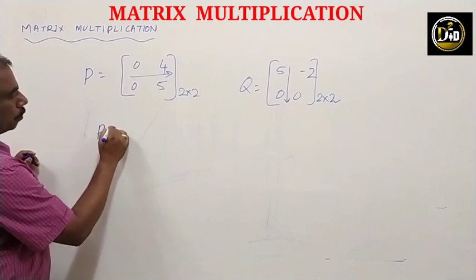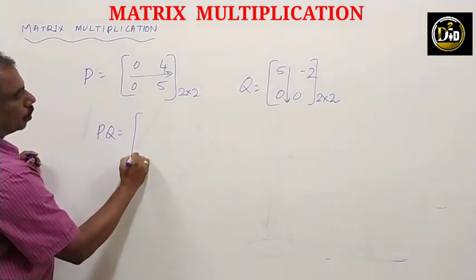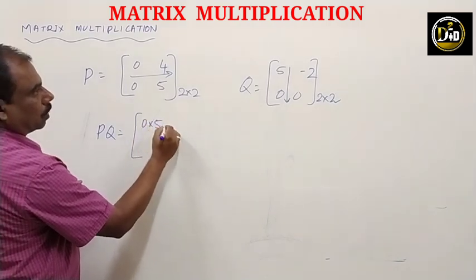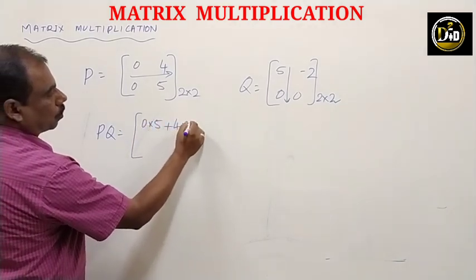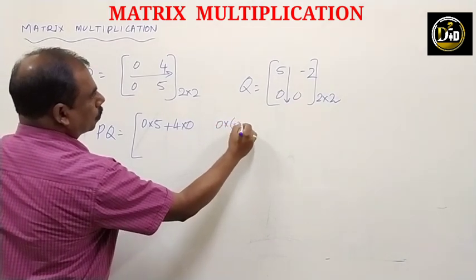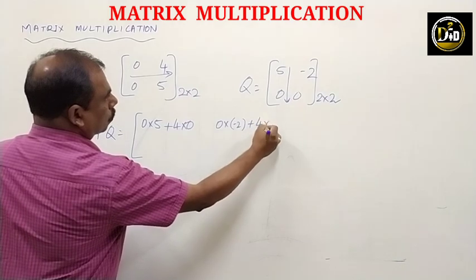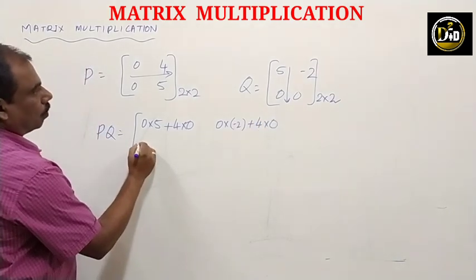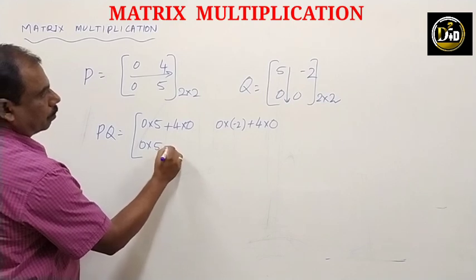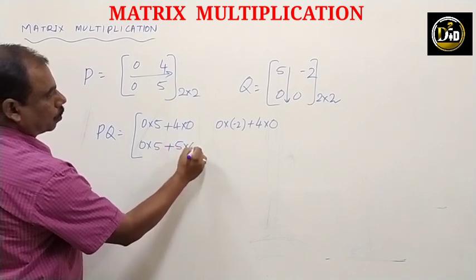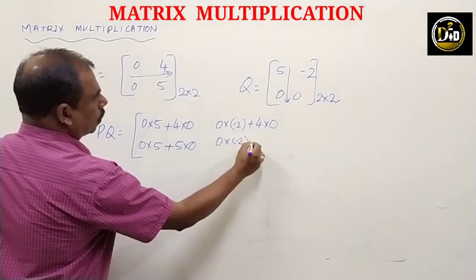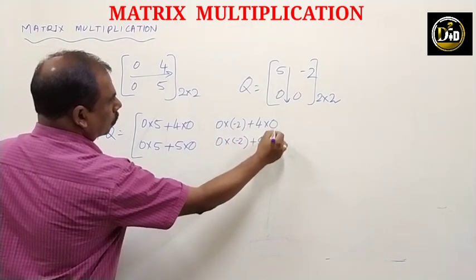We find the product P into Q. P into Q is equal to: first row, 0 into 5 plus 4 into 0, 0 into minus 2 plus 4 into 0. Second row, 0 into 5 plus 5 into 0. Next, 0 into minus 2 plus 5 into 0.